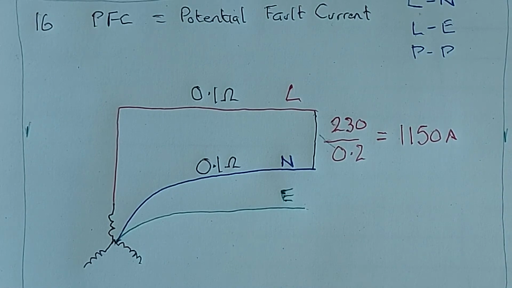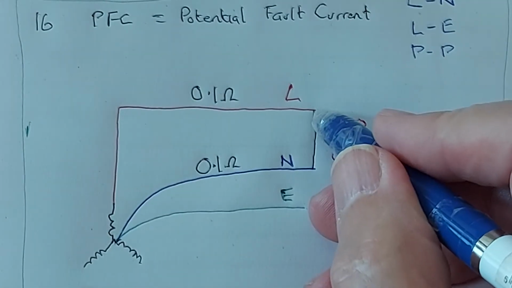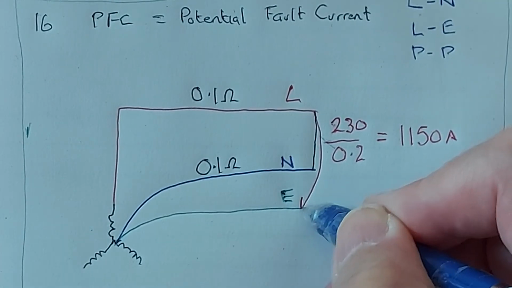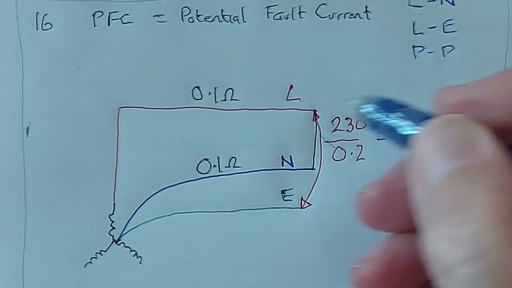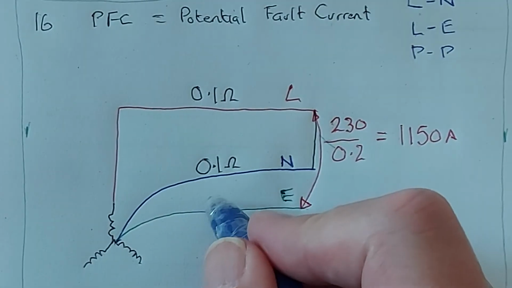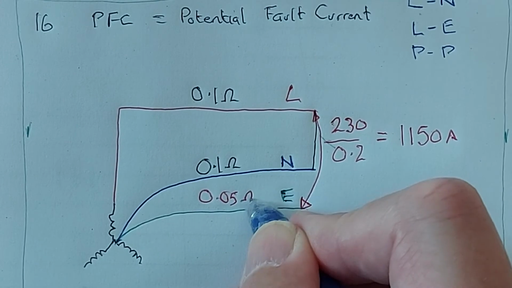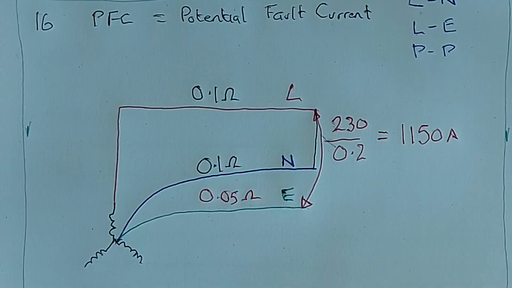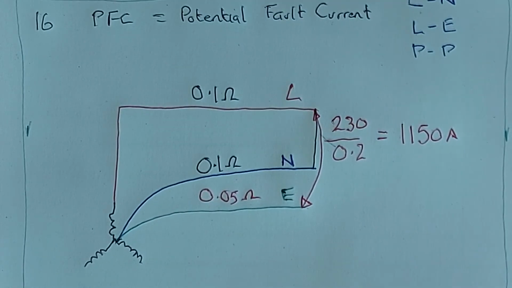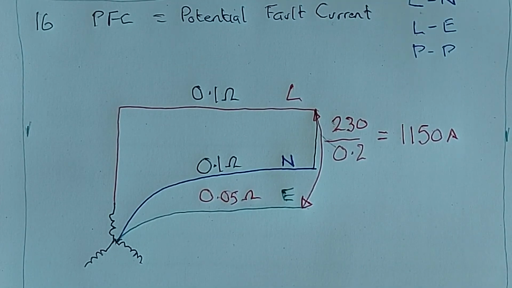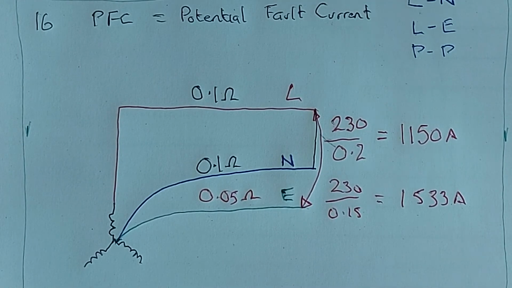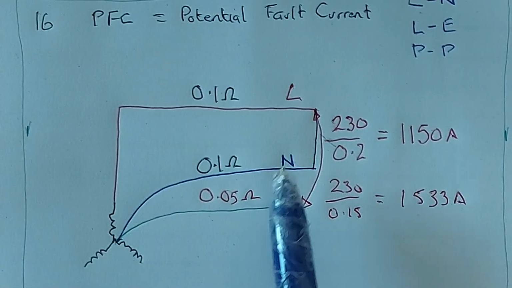Simple Ohm's law. But if your fault was to earth, so you had a fault between there and there, and let's say the earth was only 0.05 ohms, then guess what? Because the resistance is now so much smaller, the lower the resistance, the more the current's going to flow. So it's actually 1533 amps. So in this instance, when you're looking where is your biggest fault current going to be, it's actually between live and earth.